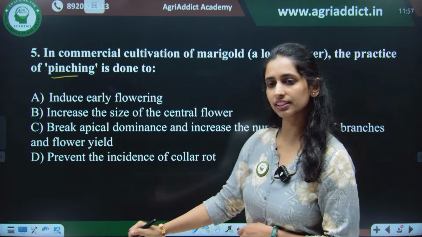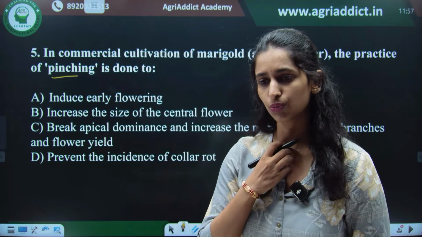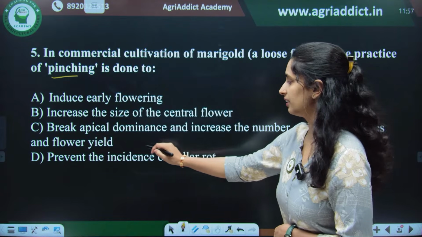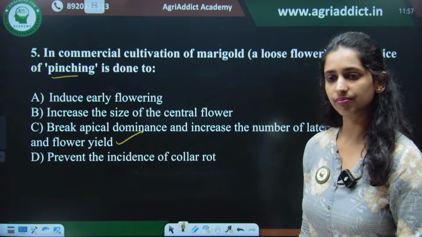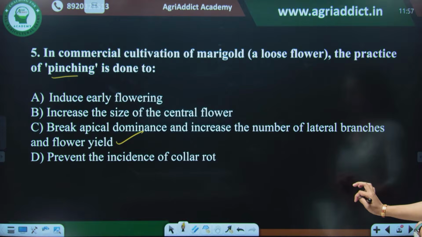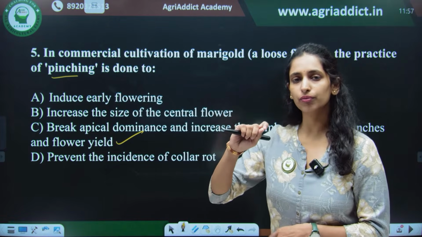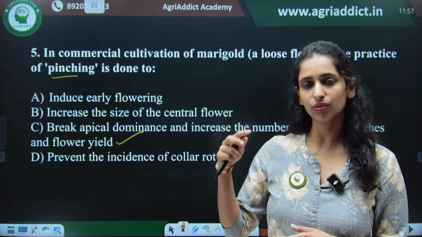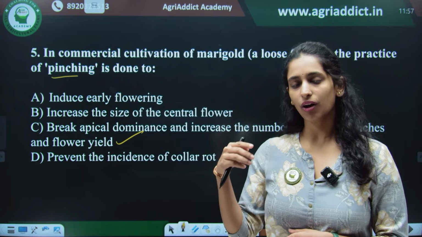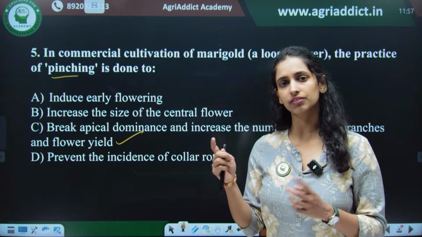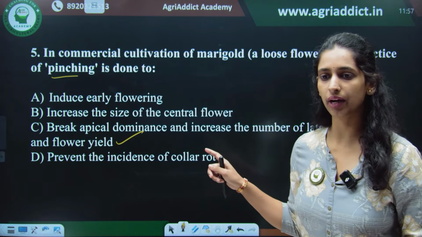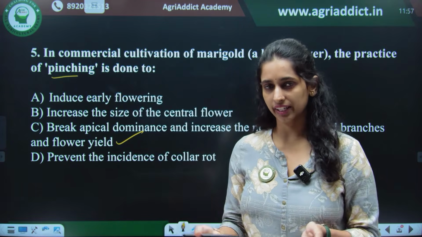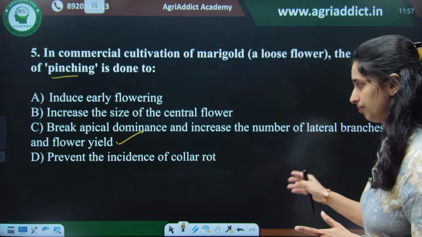So here the correct answer is C. Yes, most of you are giving the right answer, C is the correct answer. Because apical dominance means, at the top of the marigold there will be auxin. So when we cut the terminal part, auxin will go, so the side branches will grow. So we get a bushy nature, so we can get more flowers.